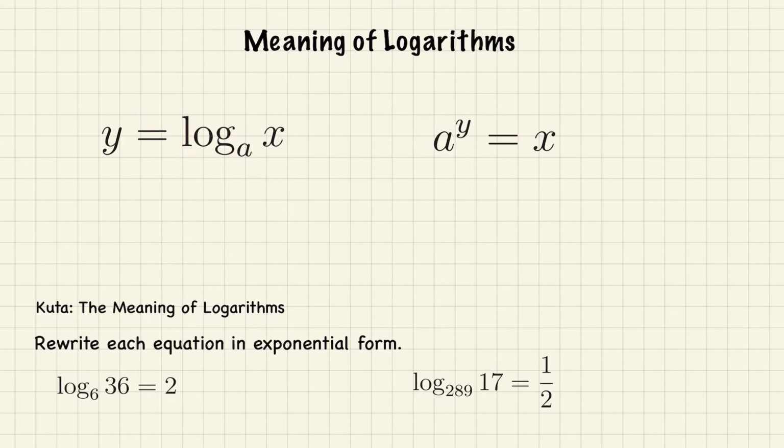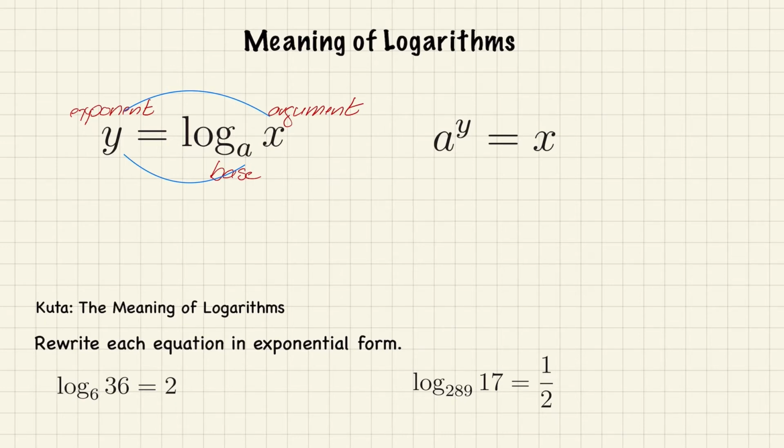Okay, so a couple things we want to note here is that a is our base, y is our exponent, and x is our argument. So a raised to what number or what exponent will give us our argument, x. And we're going to apply that in a couple of the examples.